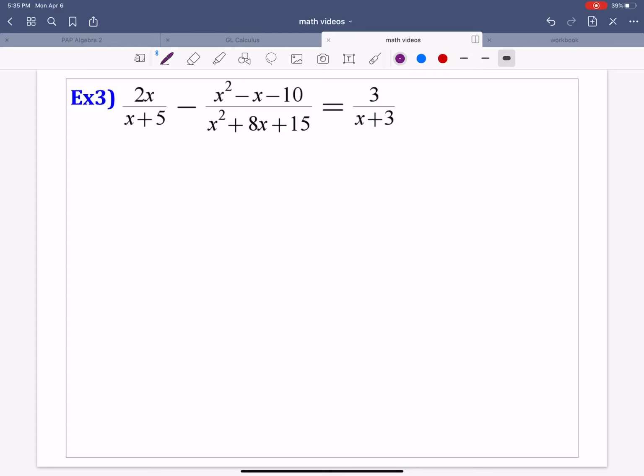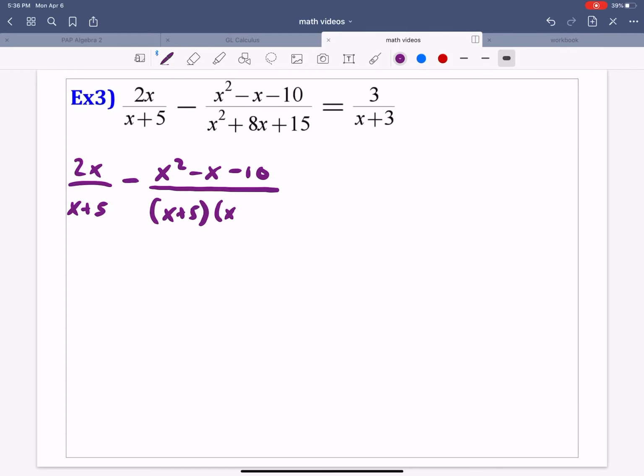So the very first thing that I'm going to do here is let's factor this denominator, because we're going to need to figure out what the common denominator is here on the left, okay? So let's rewrite this. 2x over x plus 5 minus x squared minus x minus 10. That actually can't factor, okay? So we'll just leave it as a trinomial, all over x plus 5 times x plus 3. And that equals 3 over x plus 3.